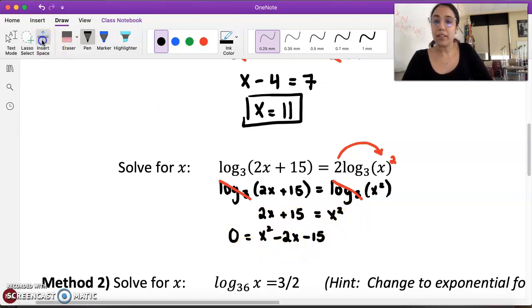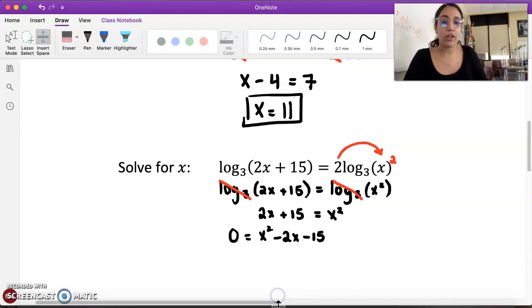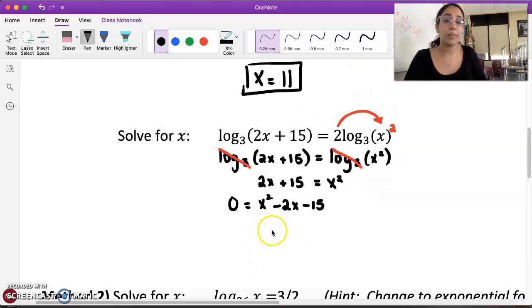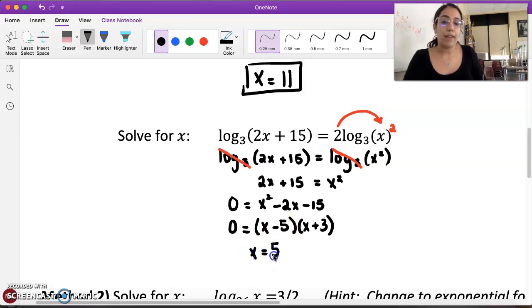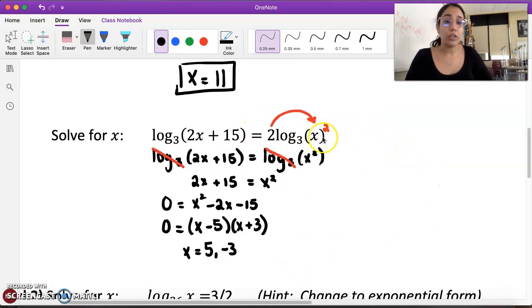I'm going to factor, just when you thought you were done factoring. Told you it always comes back to haunt you. 0 equals x minus 5 times x plus 3. And so that's pretty much done. So you get x is equal to what? 5 and negative 3. But let's check our work. So I'm going to check it for both of these from our original problem.